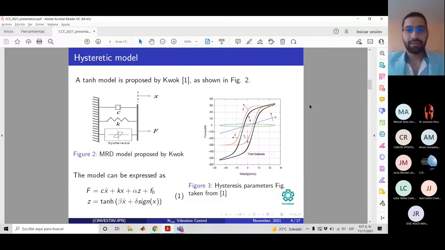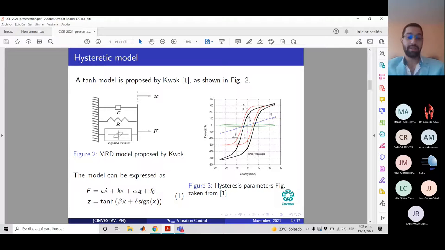To characterize the behavior of this type of damper, we use a simple model proposed by Wen. As I show in the figure, the model uses a hyperbolic tangent function to represent the hysteretic response. Additional functions represent the stiffness and viscosity of the damper. In consequence, the model can be expressed as shown in equation one: the force is a sum of viscosity plus stiffness.